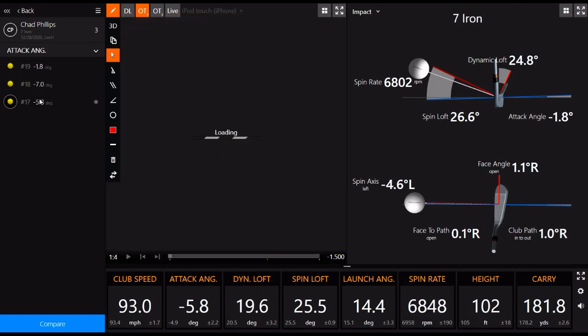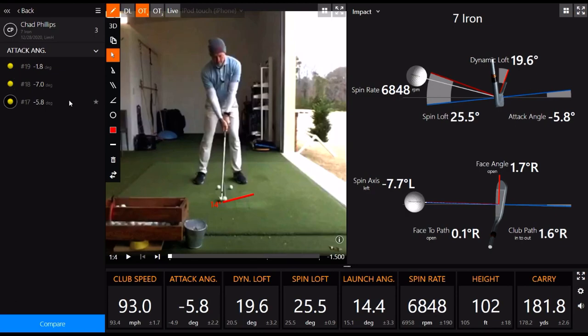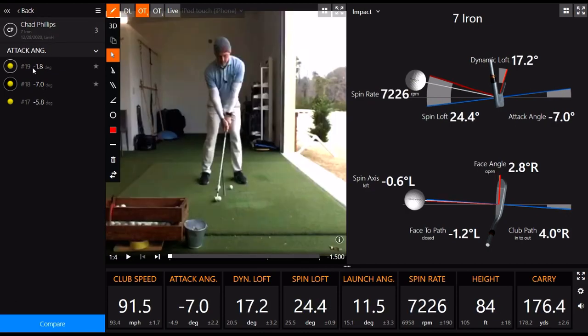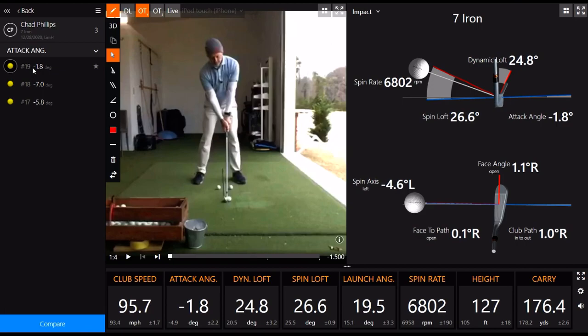So if we look at the carry distance, my stock one was 182, 181.8. The low one carried 176, and the high one carried 176. The high one I mishit a little bit. Normally that's going to carry pretty similar distance to my normal one. The lower one is just not in the air as long, so it will carry longer into a breeze, but in a normal situation, it's going to carry shorter just because it's not in the air as long.